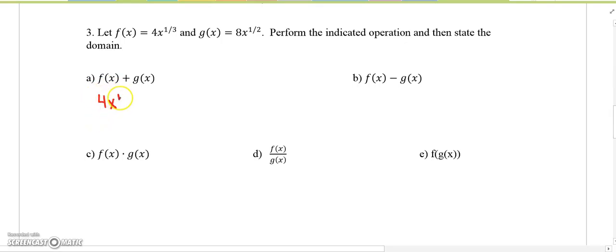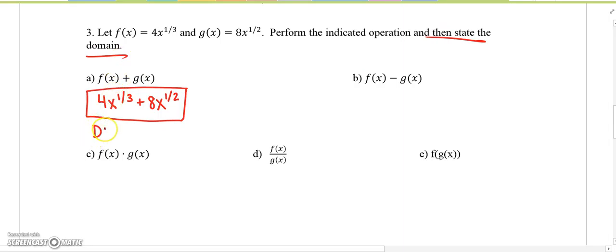Adding, we're just going to add those two, f of x plus g of x. And since these are not like terms, I can't actually add them anymore, so that's my answer. Now it also says to state the domain. That is usually the hard part.